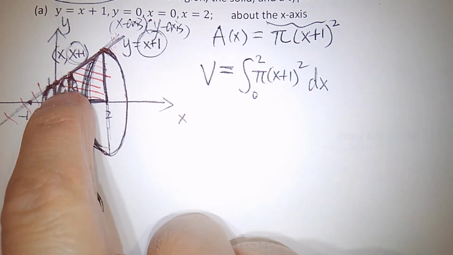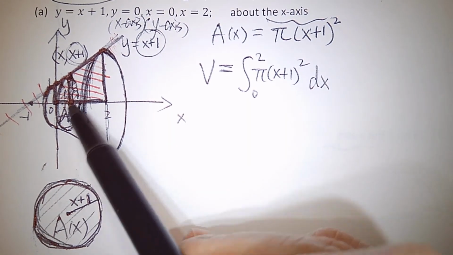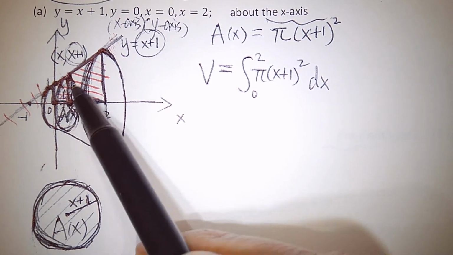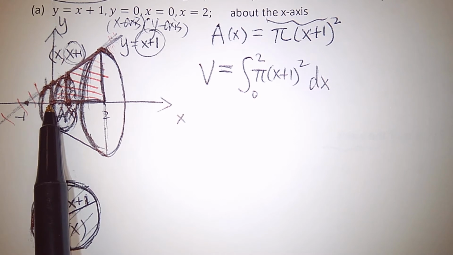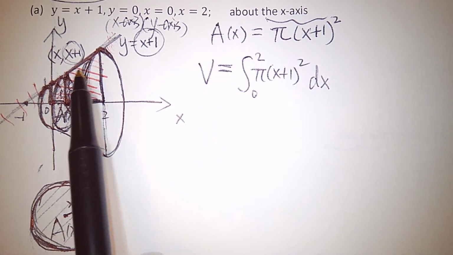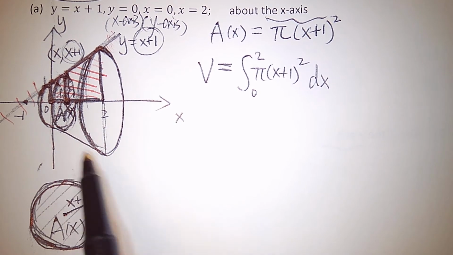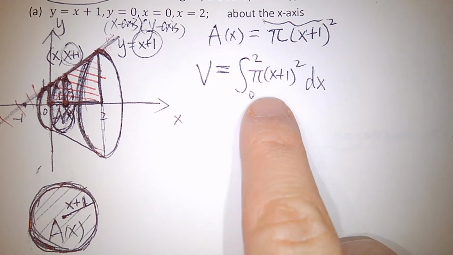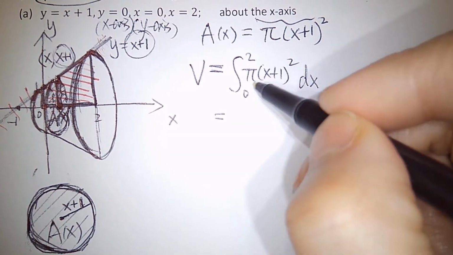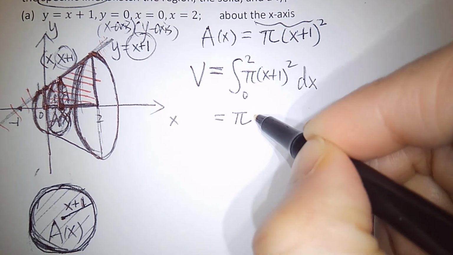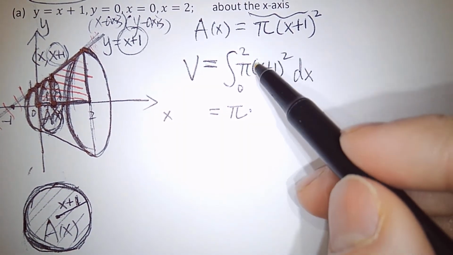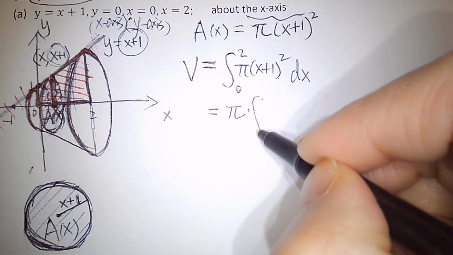So if we know the area of this shaded intersection region, A of x, we're going to integrate from x equals 0 all the way to 2, and that will give us the volume of this ball, right? All right, so the thing is, how can we compute this integral? Pi is a constant, so we put it in front of the integral, okay? And then we integrate x plus 1 squared.